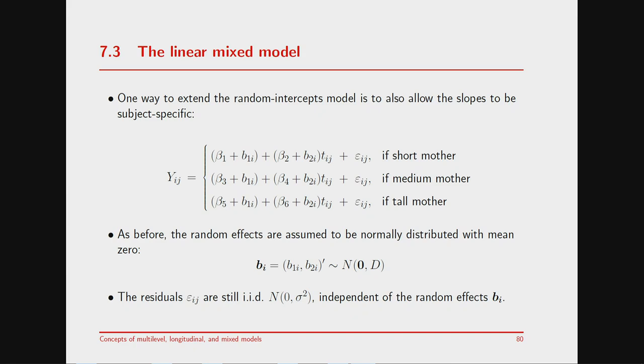So a child with a random slope which is 0, that's a child that grows at the same rate as the average in that group. If a child has a b2i which is very positive, that's a child that grows more quickly than the average in that group. And a child with a b2i which is negative, that's a child that grows less quickly than the average in that group.